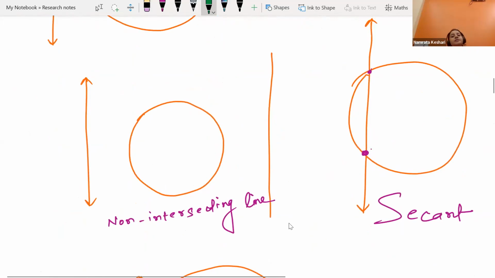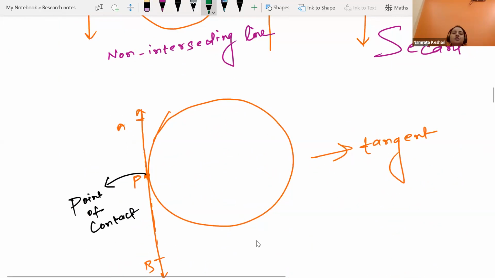So we started today's discussion with a circle and a line. The line can be non-intersecting. It can be intersecting, which means a secant line. And if it is touching the circle at only one point, just a point, then we call it a tangent line. The point at which it is touching the circle is called the point of contact.